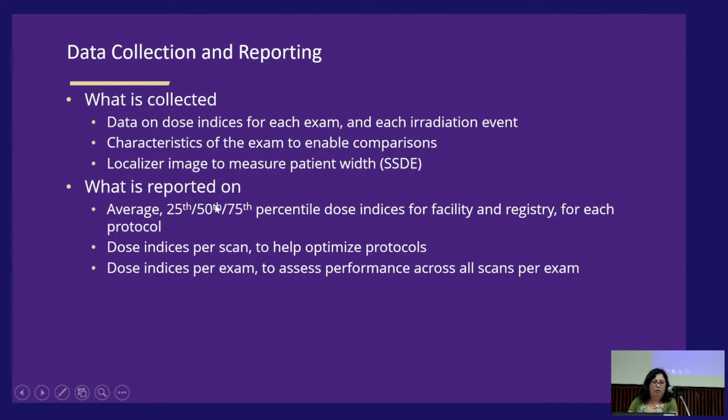What is reported on average dose, which we don't really care that much about. Really, you want to care more about the median dose, and then your 75th percentile, which is your DRL, for each facility and registry for each protocol. Dose indices per scan help optimize protocol, as well as dose indices per exam. So per scan gives you the highest dose, if you will, for a series in an exam. So you can do it that way as well. Because maybe the arterial phase in a 3-phase liver might be more dose than the venous phase. And so maybe we want to adjust that. So that's why the information you get is per scan as well as per exam.